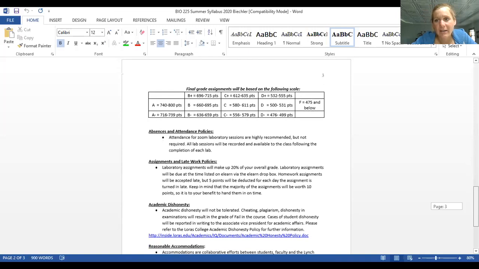Late work, again, like I said, you're going to have all the course information that you need pretty much in advance. So you can work ahead on things if you want to, but don't get behind, right? So again, you can hand things in late, but you take off 5 points for each day that something is late. And a lot of those assignments are only 10 points. So just make sure you get things done on time.